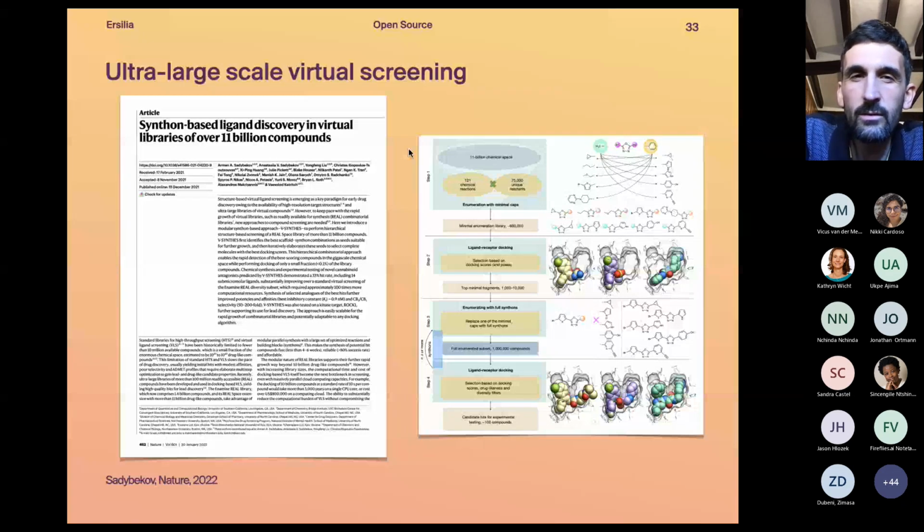Between 2021 and 2022, there was a stream of papers in Nature suggesting ways of using docking in combination with AI, in different flavors, to screen those libraries efficiently. The idea is that, of course, we cannot do docking.